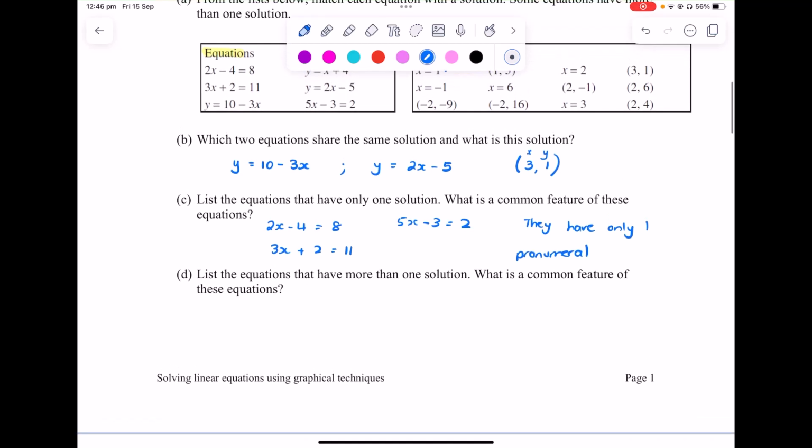List the equations that have more than one solution. Well, I've got y equals 2x minus 5. I've got y equals 10 minus 3x. And I've got y equals x plus 4. And the common feature of these ones that have more than one solution is that they have two pronumerals. They have an x and a y, meaning if you have a value of x, you can find an infinite amount of values of y because you can choose an infinite number of values for x.